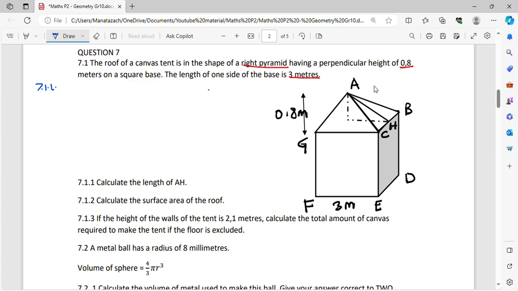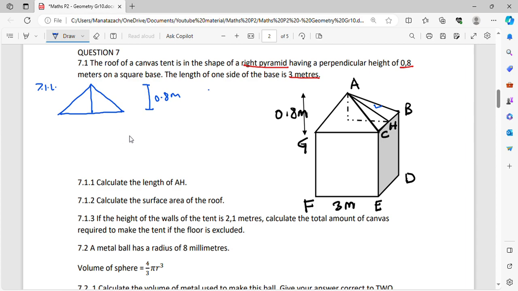So we know this is AH from the diagram. So the height, let's just make a little drawing. We're just going to view it in 2D. Viewing the roof of the canvas in 2D, you've got something like that. Then this is the height. The height, you are given, is 0.8 meters.